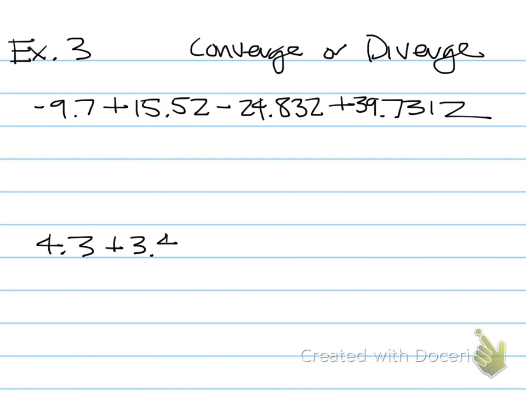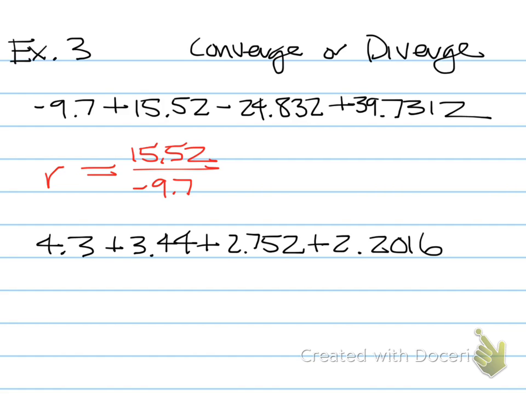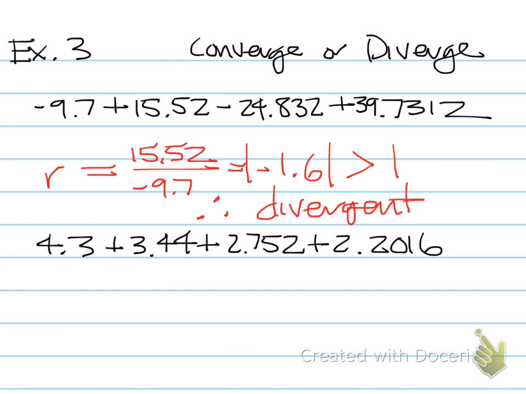All right, so first in this example, we want to determine whether these converge or diverge. I take the second term and divide it by the first term. When I divide those two, I get the common ratio, which is negative 1.6. And the absolute value of negative 1.6 is positive 1.6, which is greater than 1. So that lets us know that this diverges. It's divergent.